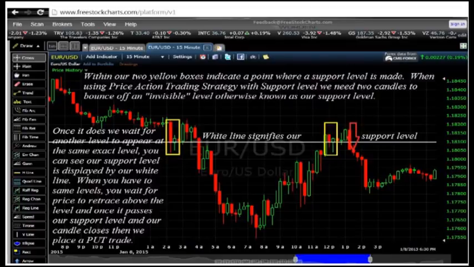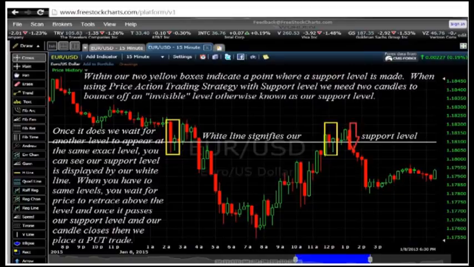And then you have to wait for another support level to be made off that same exact level. So here in the second yellow box, you can see our red candle, and then our bearish candle, and then our bullish candle, and they open at the same spot. So once they are at the same level, you have to wait for price to retrace back up, and then once it goes down, you have a killer put trade. These both require put trade entries, the way that I use my price action trading strategy.